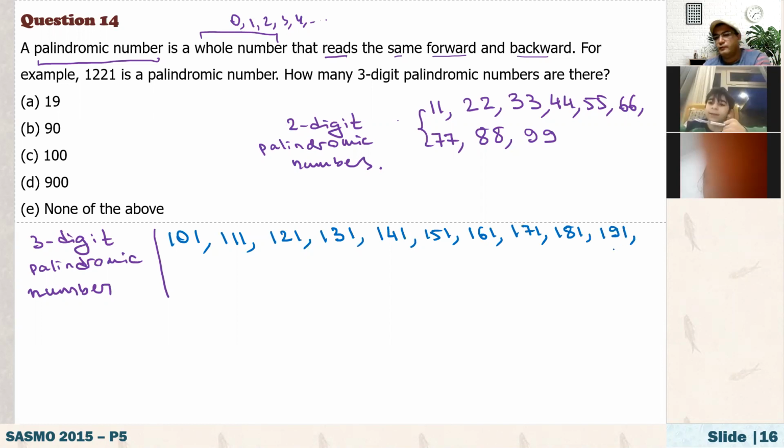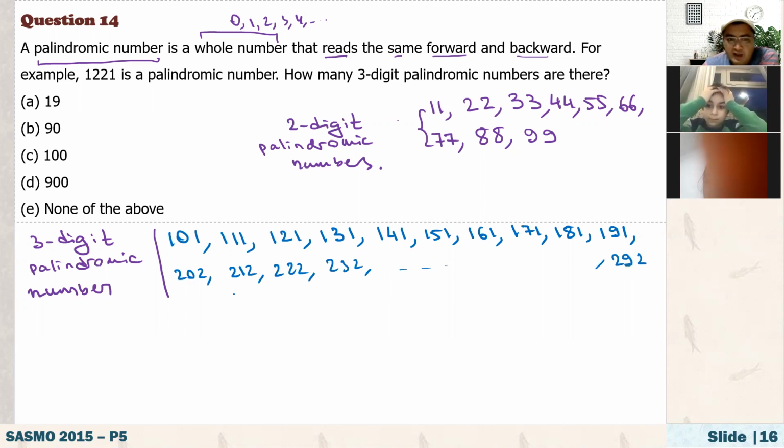Now after that, we start 200. I can just write 202, 212, 222, 232, and you can just continue. The last one will be 292. And here we have 303 and so on, and here we have 393.